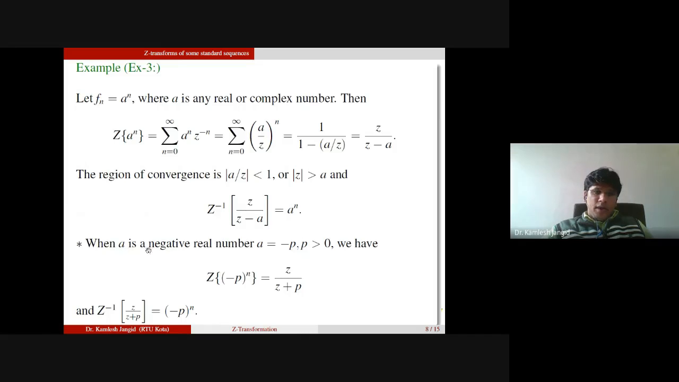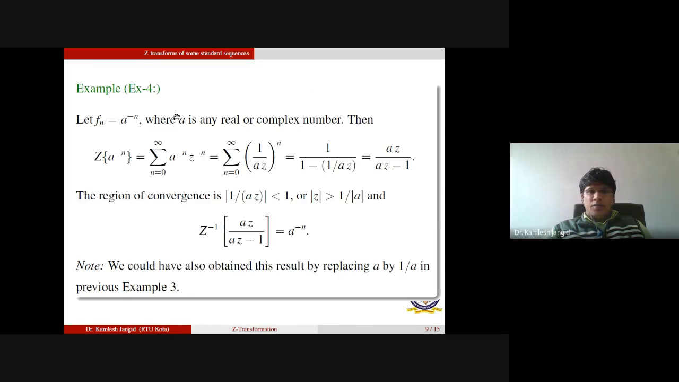Now, if a is a negative real number, suppose it is minus p for p greater than 0, then the Z transformation of (minus p) to the power n is equal to Z upon Z plus p. Right? So put simply a equals minus p here, then you get Z upon Z plus p. And its inverse Z transformation is (minus p) to the power n. So you have to remember this result again. Let us see the fourth example.